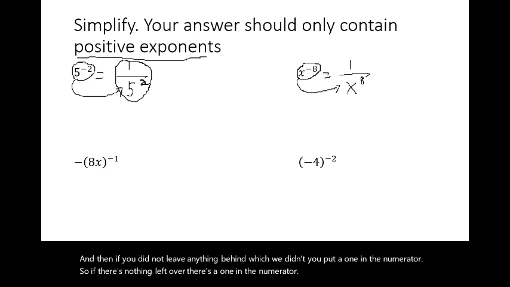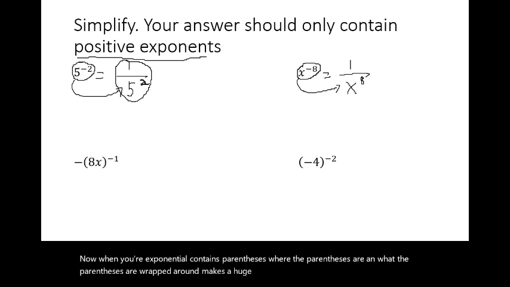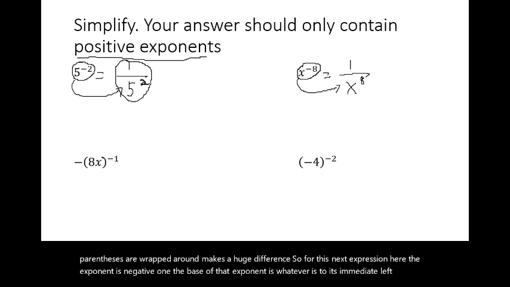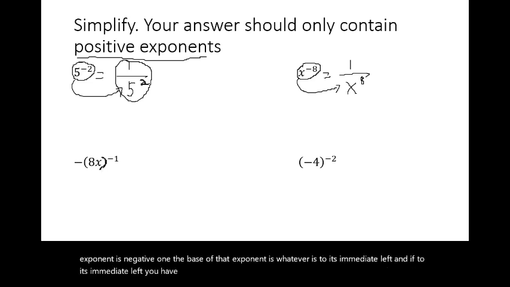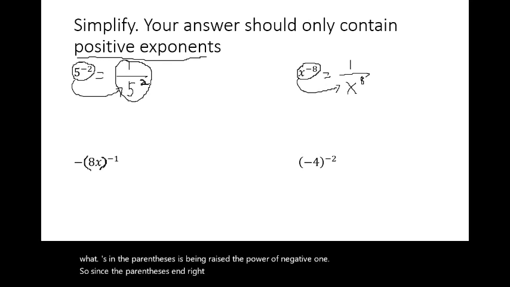Now, when your exponential contains parentheses, where the parentheses are and what the parentheses are wrapped around makes a huge difference. So for this next expression here, the exponent is negative 1. The base of that exponent is whatever is to its immediate left. And if to its immediate left you have parentheses, that means that everything in the parentheses and only what's in the parentheses is being raised to the power of negative 1. So since the parentheses end right here, the negative is not inside the parentheses, and that is extremely important.